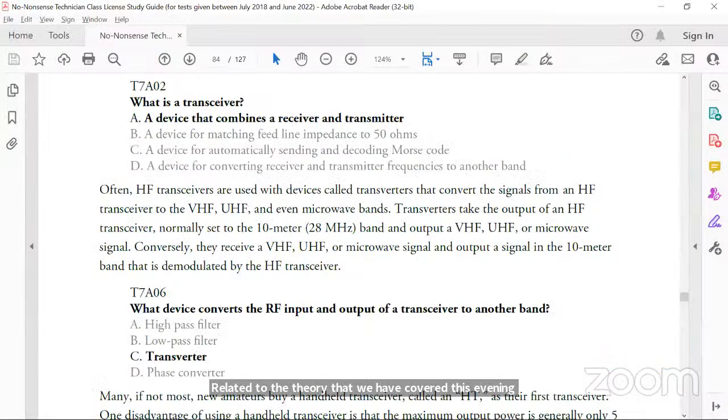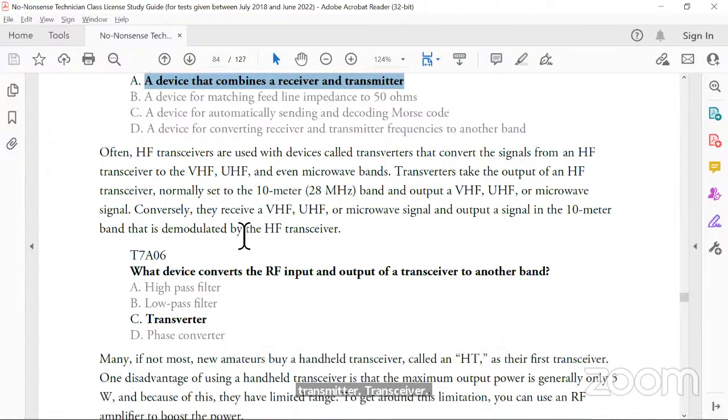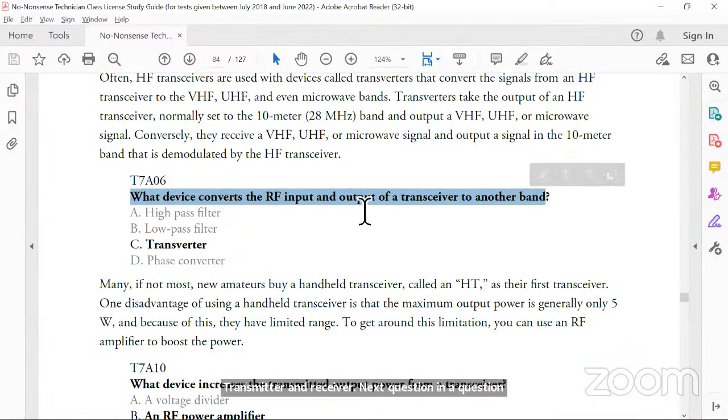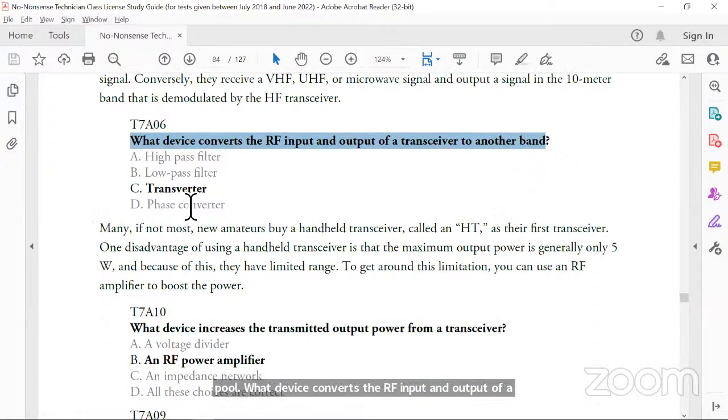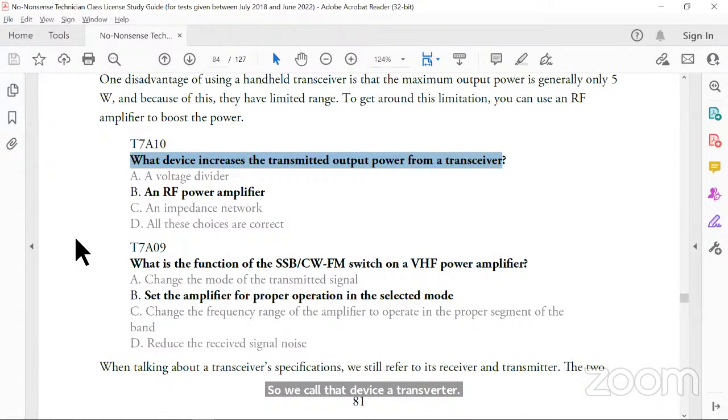All right, let's go straight to it. What is a transceiver? A transceiver is a device that combines a receiver and a transmitter. Next question in the question pool. What device converts the RF input and output of a transceiver to another band? So we call that device a transverter. Next up, what device increases the transmitted output power from a transceiver? So we have one power in and a higher power out. That is called an RF power amplifier.